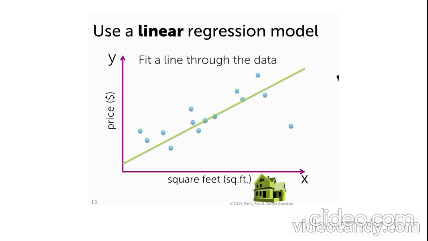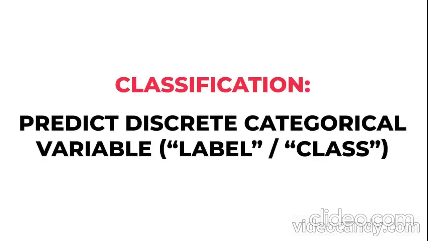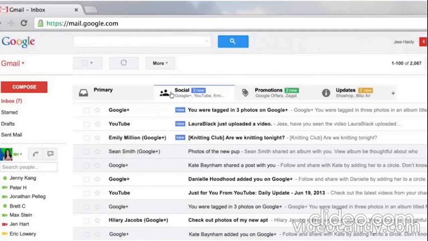We might, for example, find out that square footage is directly proportional to the price, linear dependence, but that the age of the house has no influence on the price of the house. In classification, we try to assign a discrete categorical label, also called a class, to a data point. For example, we may want to assign the label spam or no spam to an email based on its content, sender, and so on. But we could also have more than two classes, for example, junk, primary, social, promotions and updates, as Gmail does by default.